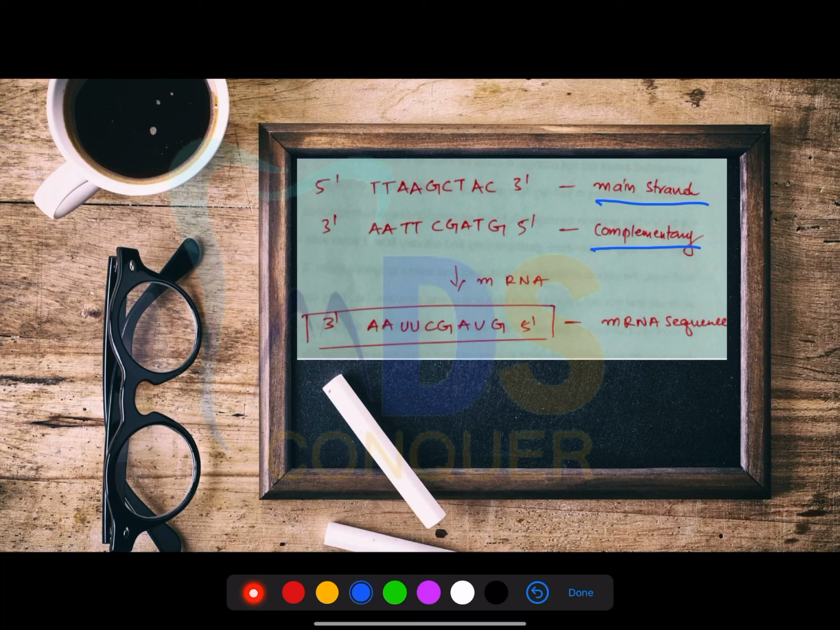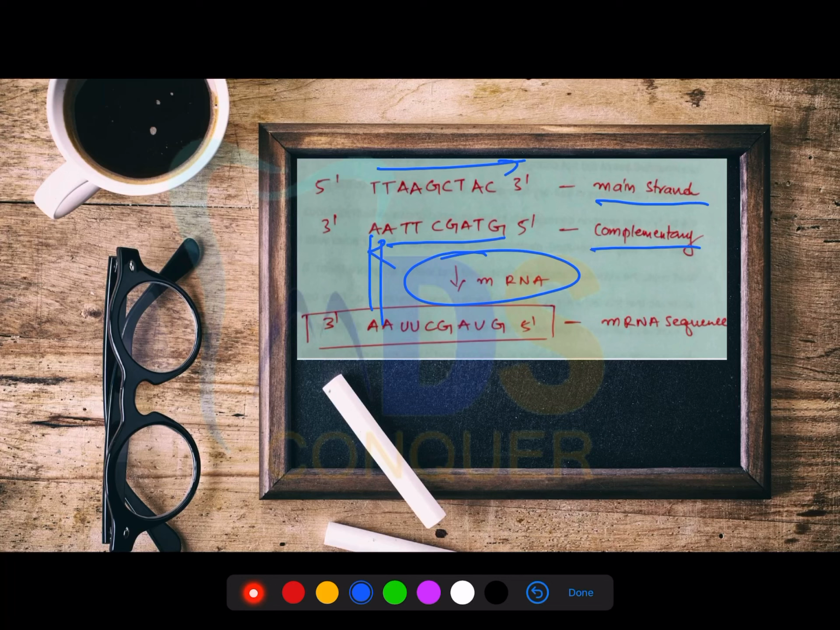So next is transcription. What happens in the transcription? Your RNA is going to be formed. And one more thing, your main chain is in the direction of 5 to 3, and your complementary chain will be anti-parallel. It will be in the direction of 3 to 5. Once the transcription is done, your T's are going to be replaced by U's. That is the only thing, because that's the difference between the DNA and RNA.